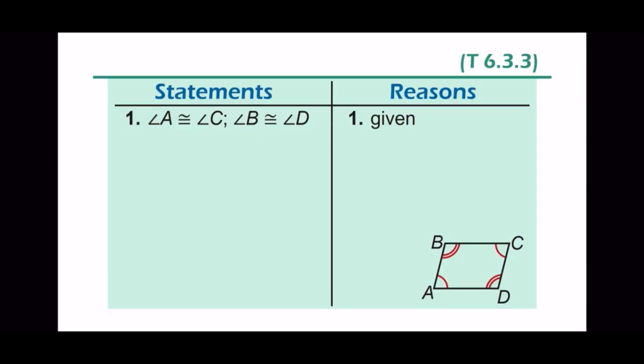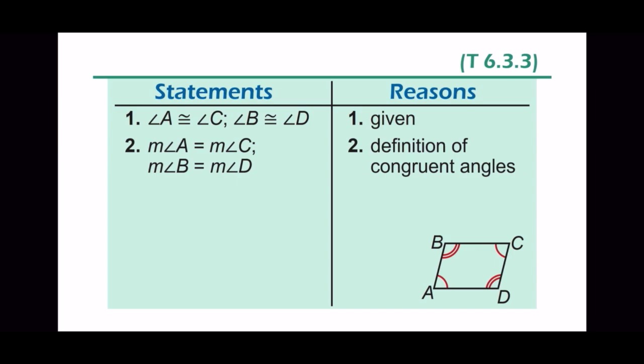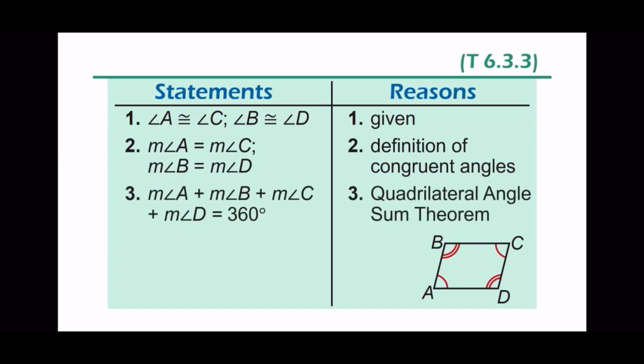The given is already in place, that the two pairs of opposite angles are congruent. Angles A and C are congruent, and so are angles B and D. A second statement follows quickly from the first, that the measure of angle A is equal to the measure of angle C, and the measure of angle B is equal to the measure of angle D, and this comes from the definition of congruent angles. The third statement is the one that you might not be expecting, and it is that the sum of all four angle measures is 360 degrees. We know this from the quadrilateral angle sum theorem.